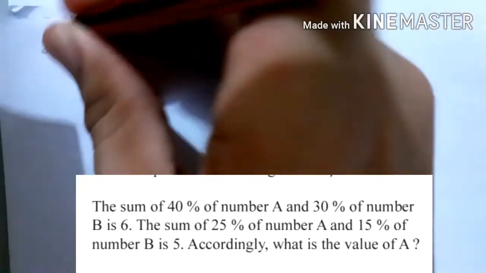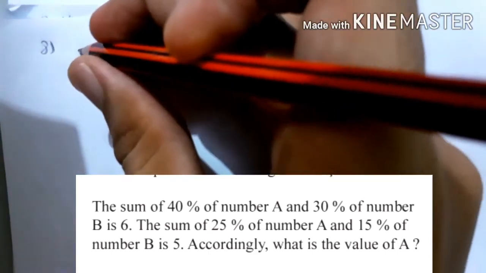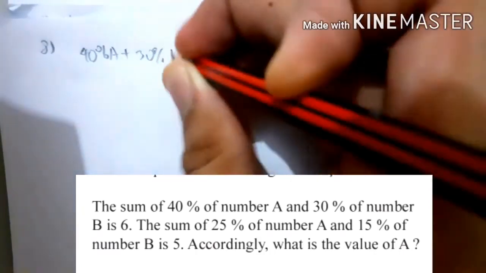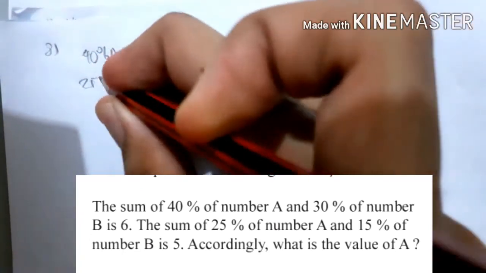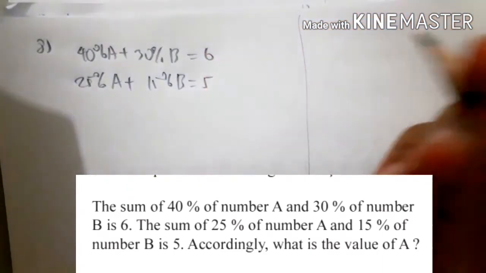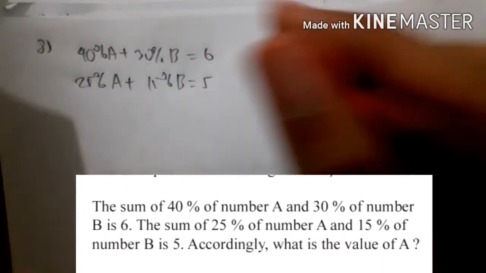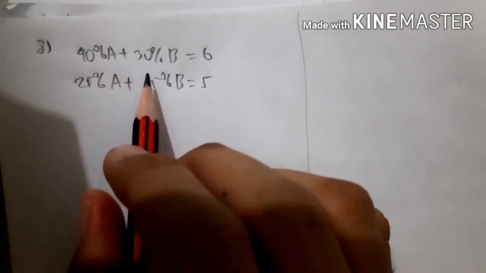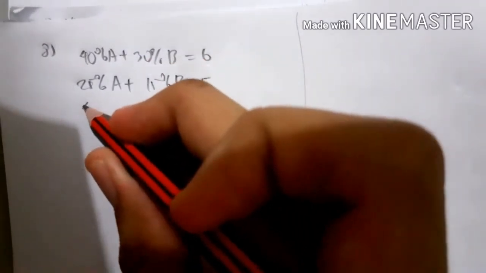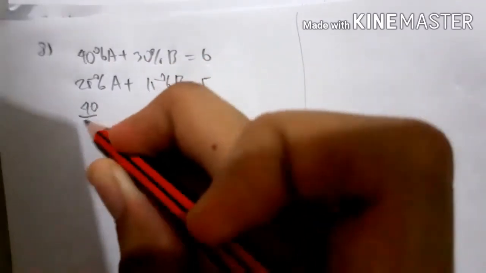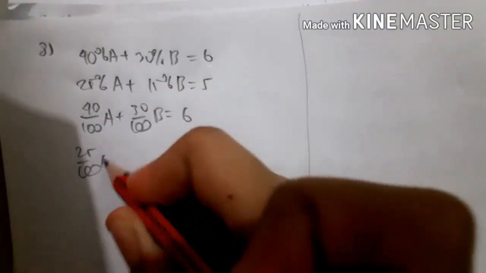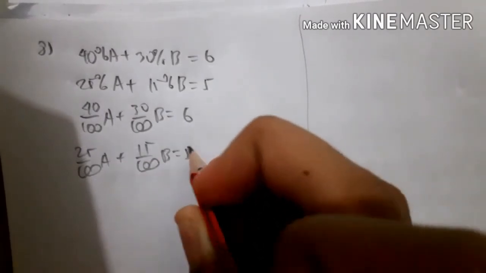Okay, the sum of 40% of number A and 30% of number B is 6. So it is saying that 40% of A plus 30% of B is 6, and the sum of 25% of A plus 15% of B is 5. Accordingly, what is the value of A? So basically, we could just change this into a type we can understand. Maybe the percent might be confusing, but we can put that into 40 over 100 A plus 30 over 100 B equals 6, and 25 over 100 A plus 15 over 100 B equals 5.